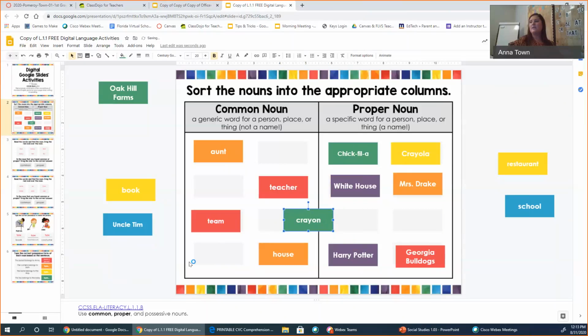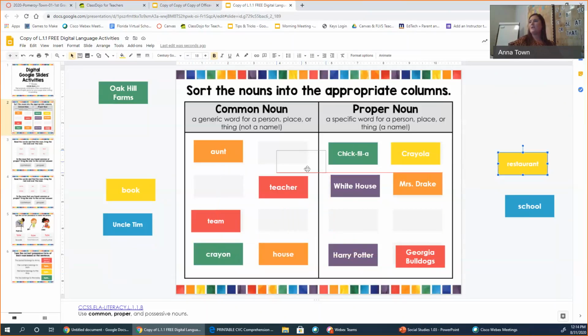Crayon. Let's look at crayon. Crayon is just common. Now, if we said Crayola crayons, that would be a proper noun. But we're just naming that we have a crayon. It's just a regular thing.